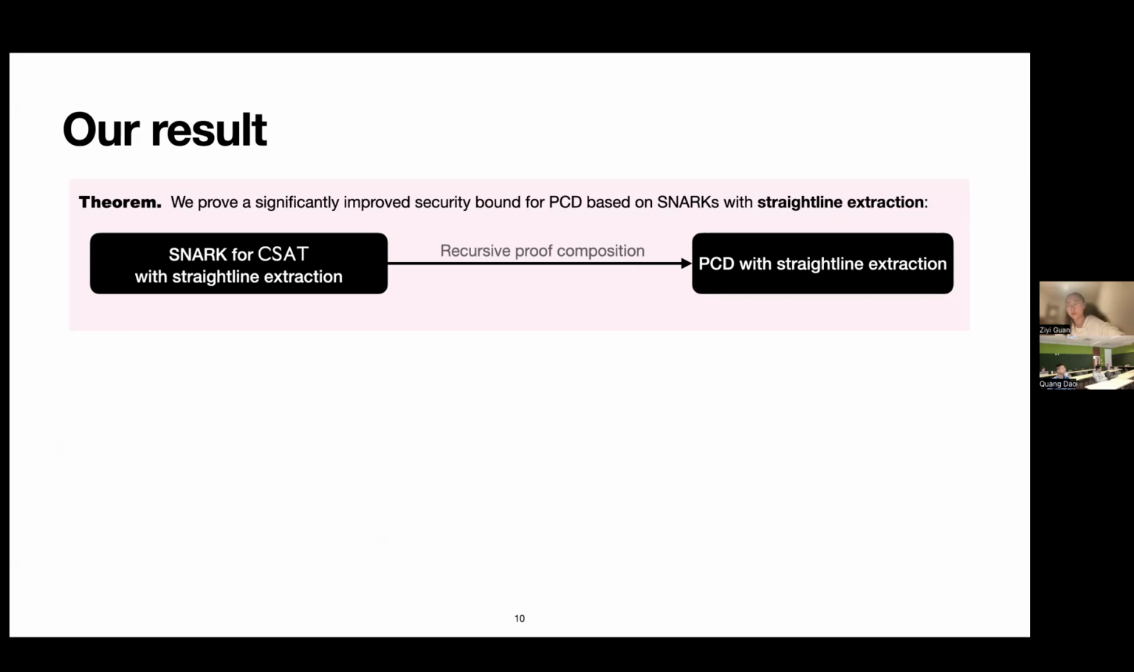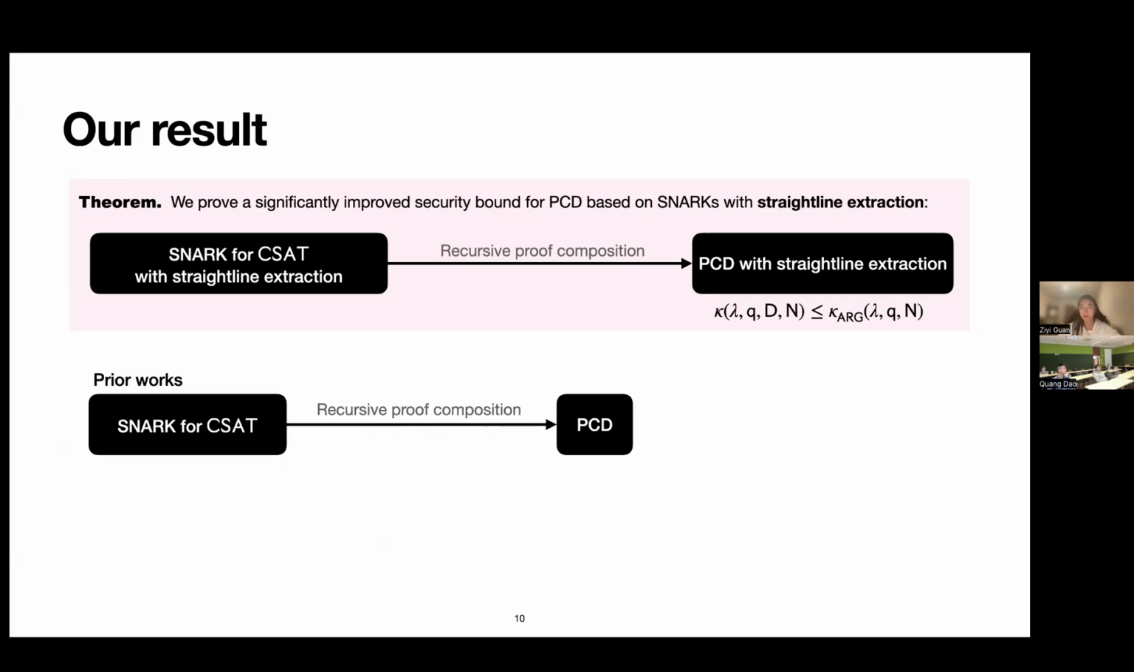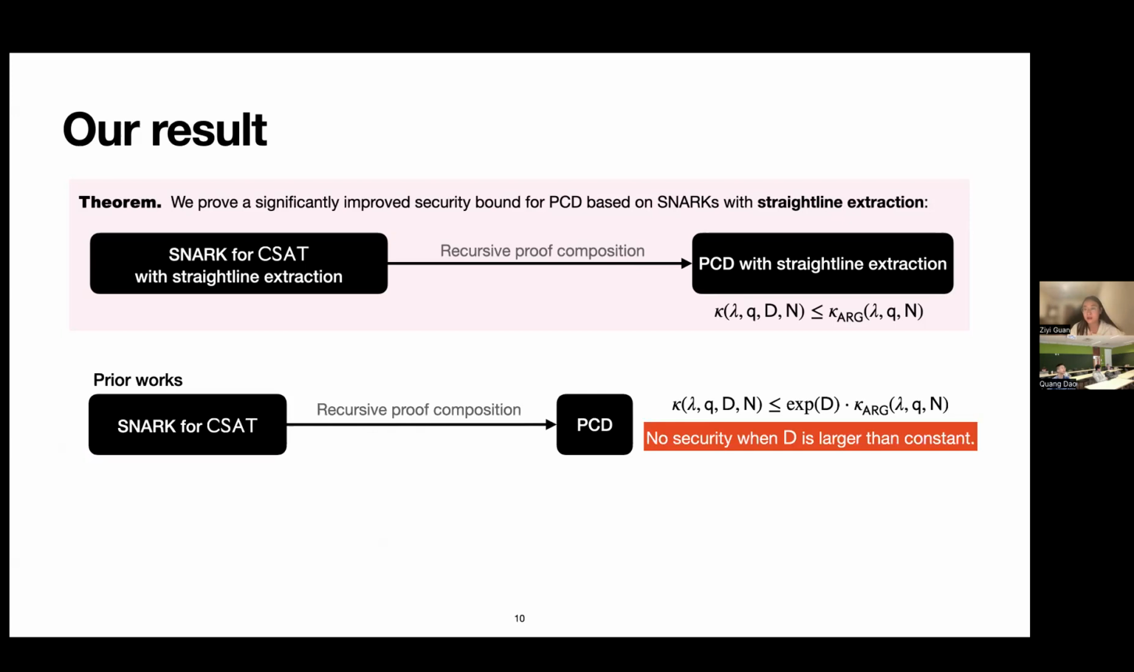And what we proved is that the knowledge soundness of the PCD is less than or equal to the knowledge soundness of the argument. So this is the thing we hoped for, the best we can do, basically. Compared to what was done in prior works, they took a SNARK for C set and composed it to get a PCD, and as we've seen before, there is no security when D is larger than a constant.